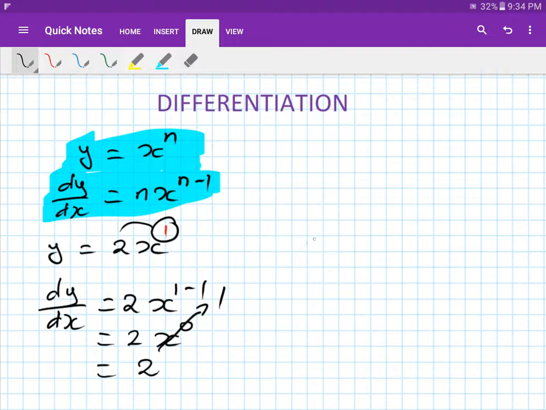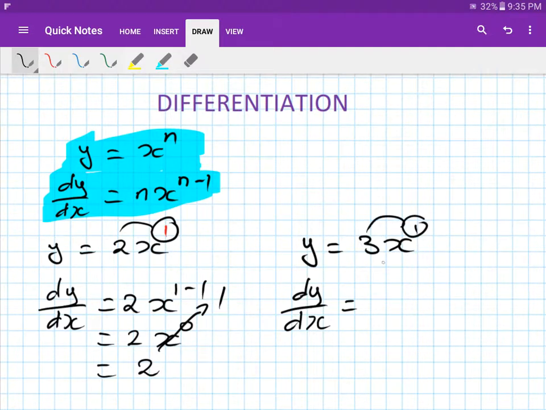Okay, now let's do the next one here. Let's say y is equal to 3x. So dy/dx: there is nothing in front of x, which means x power 1, because x power 1 is x. You bring the 1 in front, so 1 times 3 is 3. 1 minus 1 is 0, so x power of 0, which becomes 1. Anything power of 0 is 1. So your answer is 3.